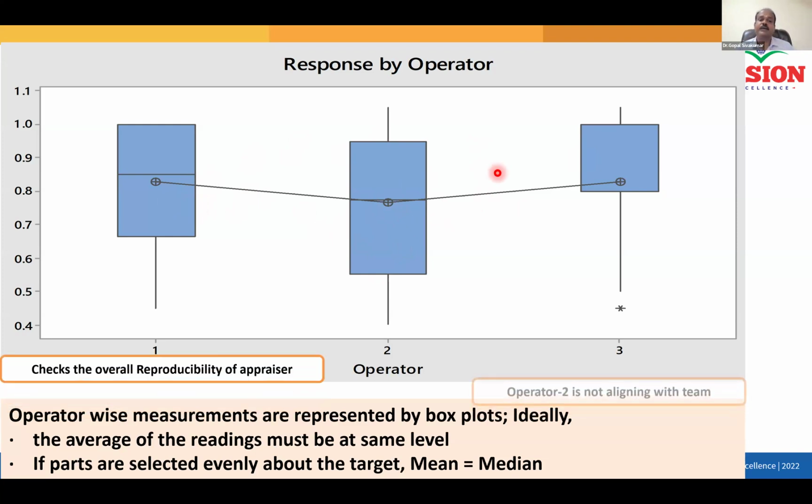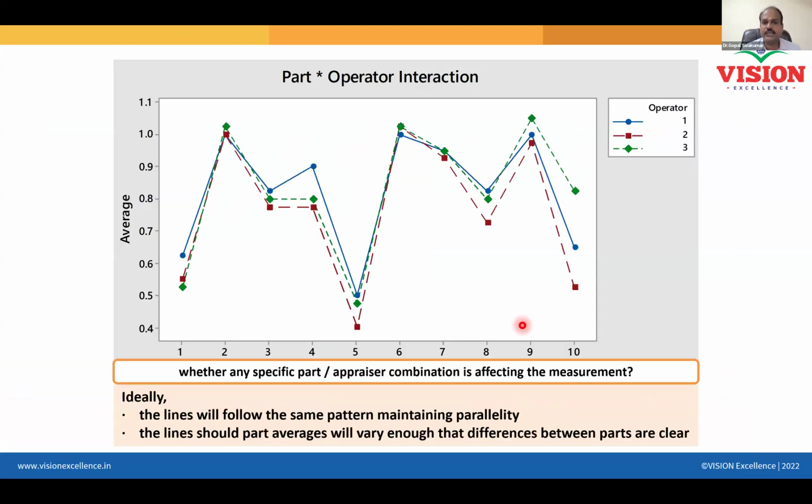And finally, there is something known as the interaction plot. Is any particular operator behaving dynamically? What is dynamically? See, if there is any error in the data, the error should always be on one side, isn't it? Sometimes he puts the error on the positive side, and sometimes he puts the error on the negative side. That operator is considered to show dynamic behavior. That behavior is known as dynamic behavior.